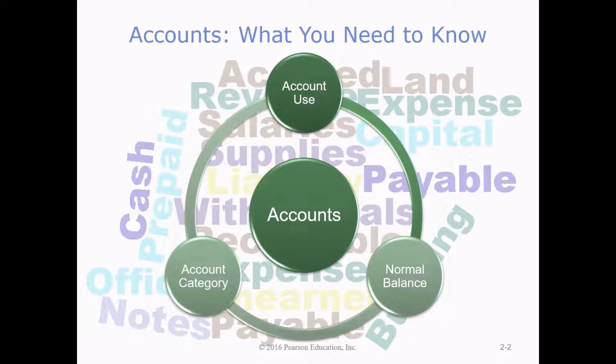Let's look at cash as an example. Cash is in the asset category. The cash account is used to record all cash that comes into and out of the business. And the cash account has a normal debit balance. All assets have a normal debit balance. You'll need to know these three things about every account in business.